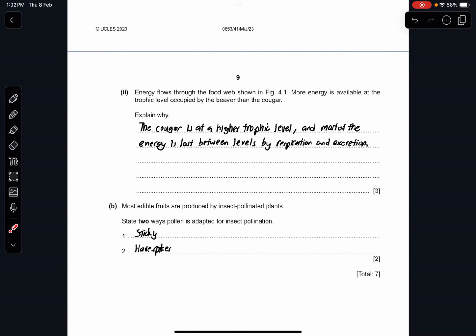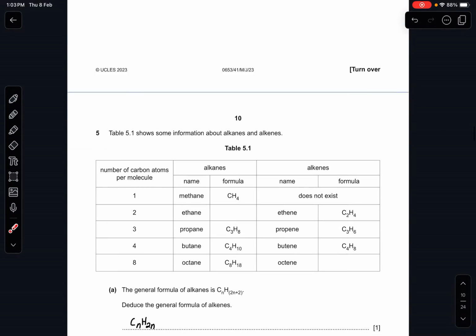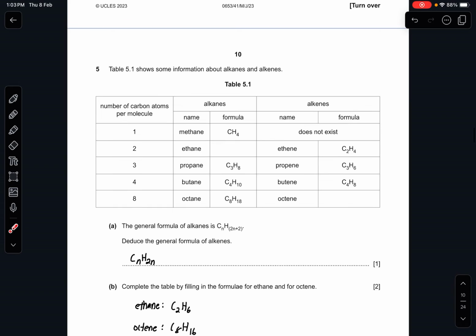I always think that pollen looks like this. So when you accidentally touch pollen sometimes, it's very sticky. So sticky is one of them, and it also has a little bit of spikes. You can feel a bit of a spiky texture. So it has spikes. Question 5, chemistry.